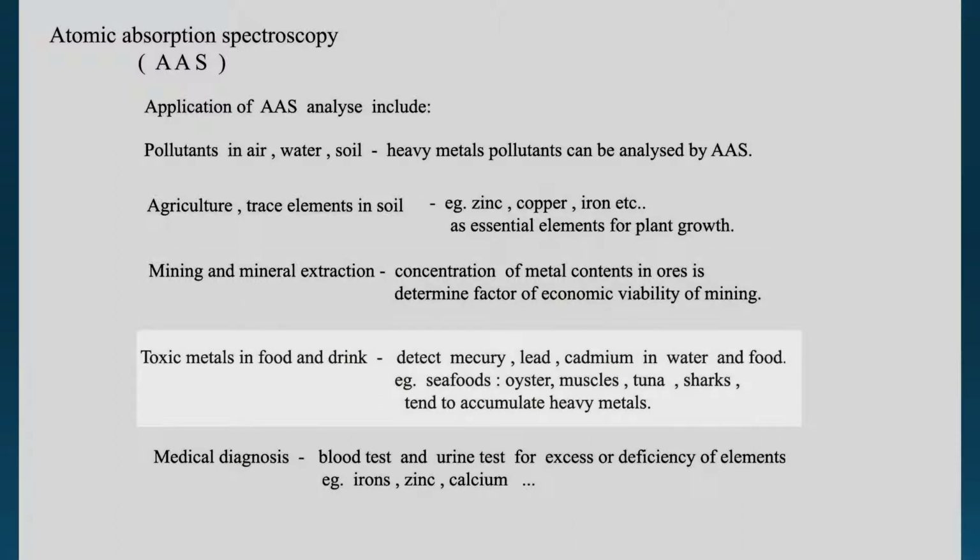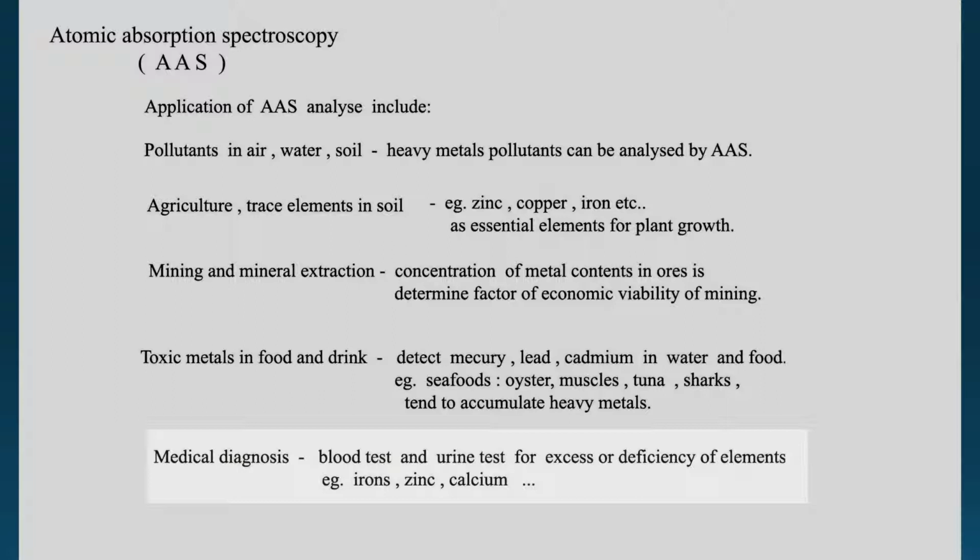On the food that you eat, like the seafood, oyster, mussel, tuna, they all can absorb heavy metal. So especially those deep sea fish. They have to be constantly testing whether the deep sea fish contain heavy metal which will affect our health.